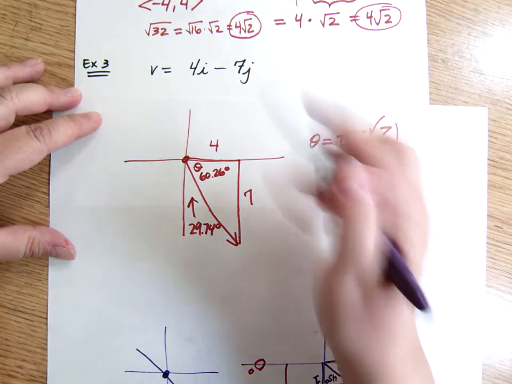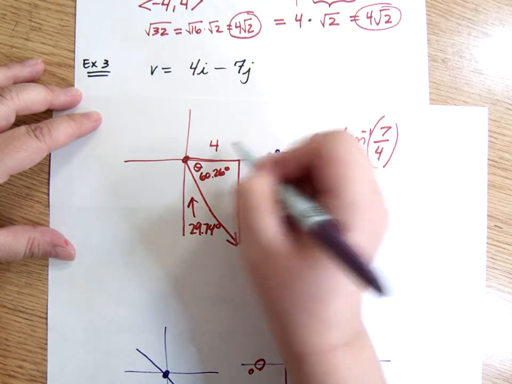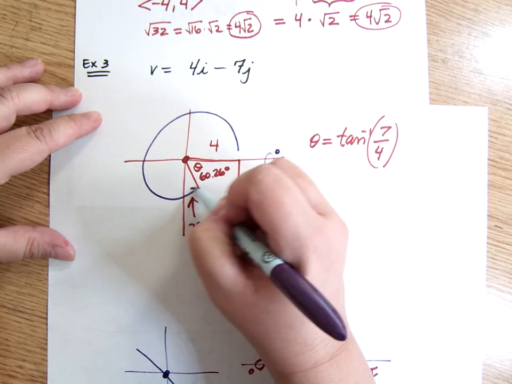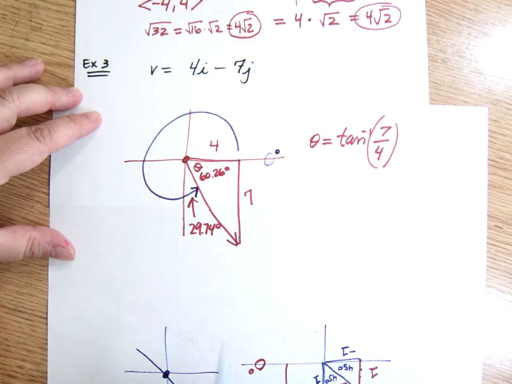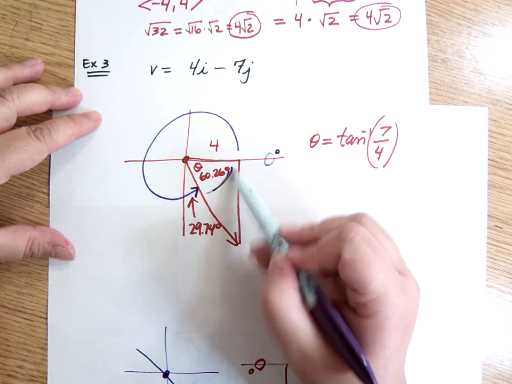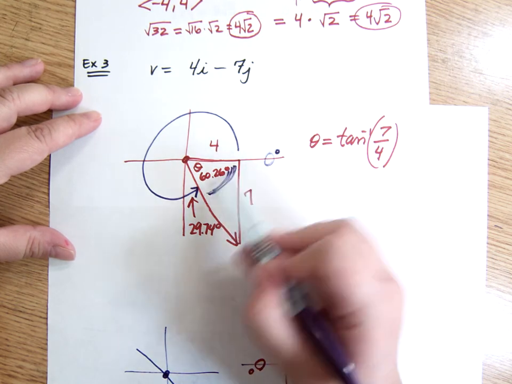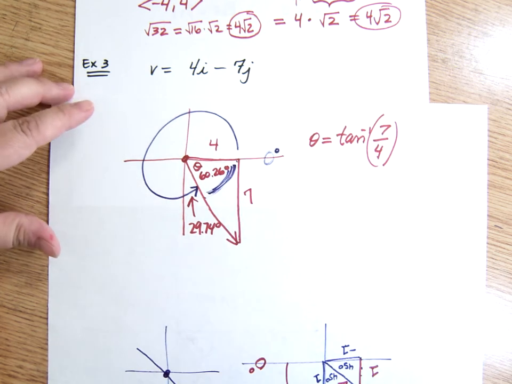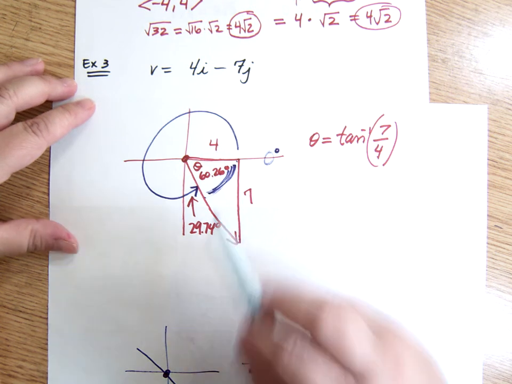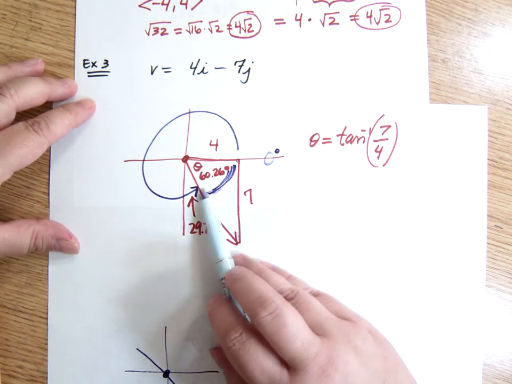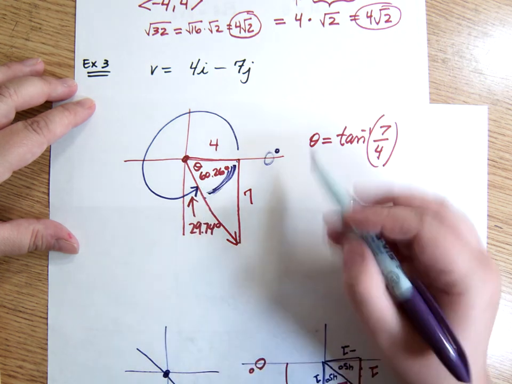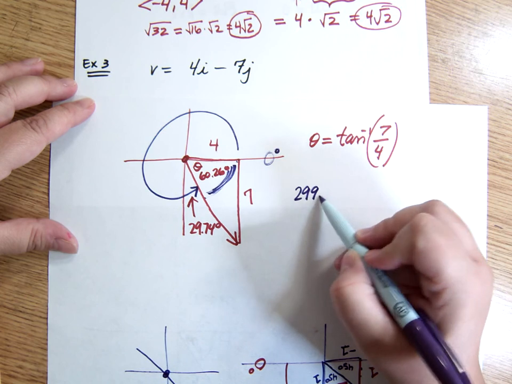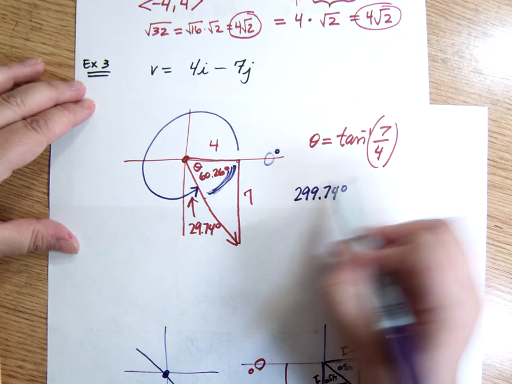We start at 0 and go around. When you go around like that, you'll notice that the only part that's keeping us from completing our circle is the 60.26. So 360 minus this portion will tell me how many degrees I've been around. So 360 minus 60.26 is 300 minus 0.26, which is 299.74 degrees.